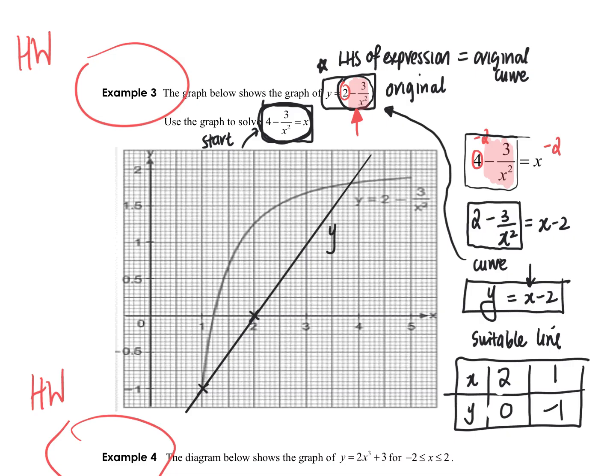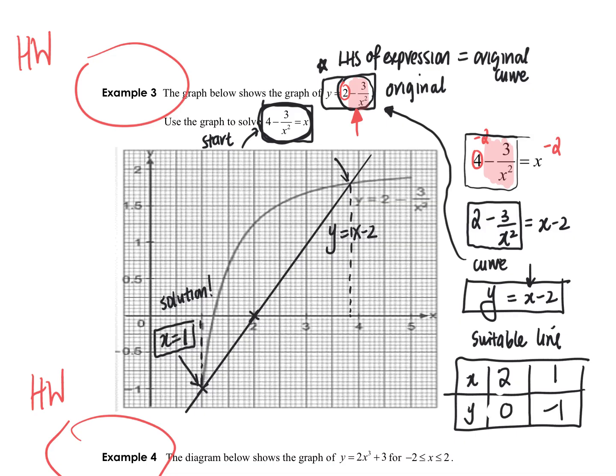Okay, so this is the line that you have drawn. Okay, and then where is the solution? It's right over here. So the solution is x equals 1. Okay, so your goal is to get the suitable line out. Yes. Oh, there's one more here. So you go and read this one.